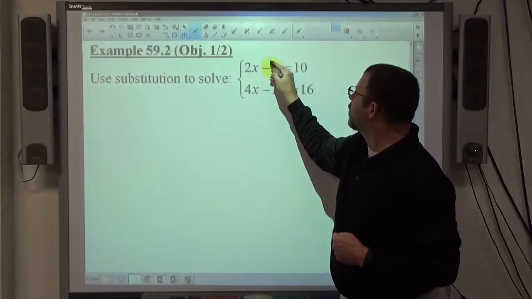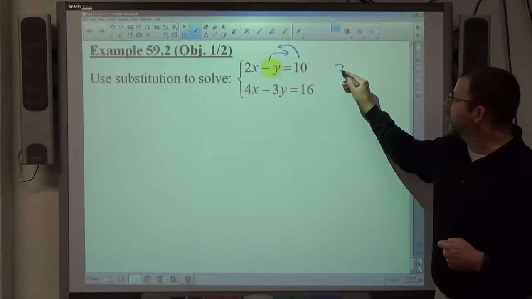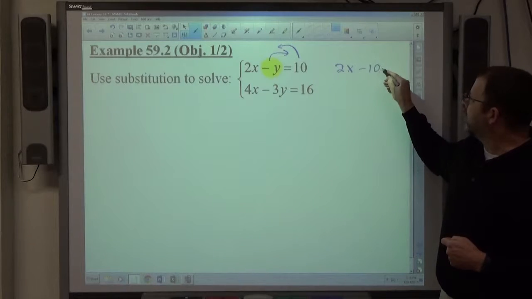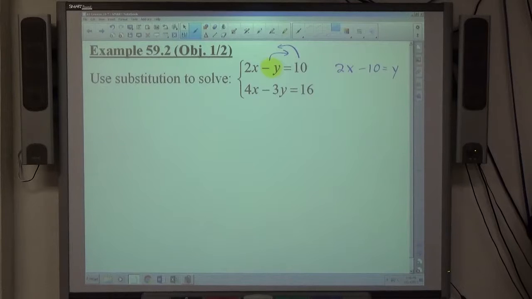I'm going to move the y to the right-hand side and move the 10 to the left-hand side. See what happens. We're going to get 2x staying where it's at. 10 moves to the left becoming negative, y moves to the right becoming positive. Just like that we have y equals without too much difficulty.